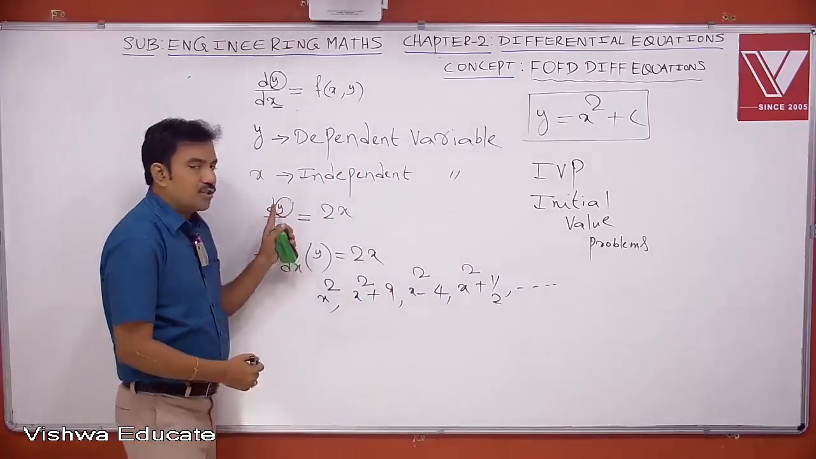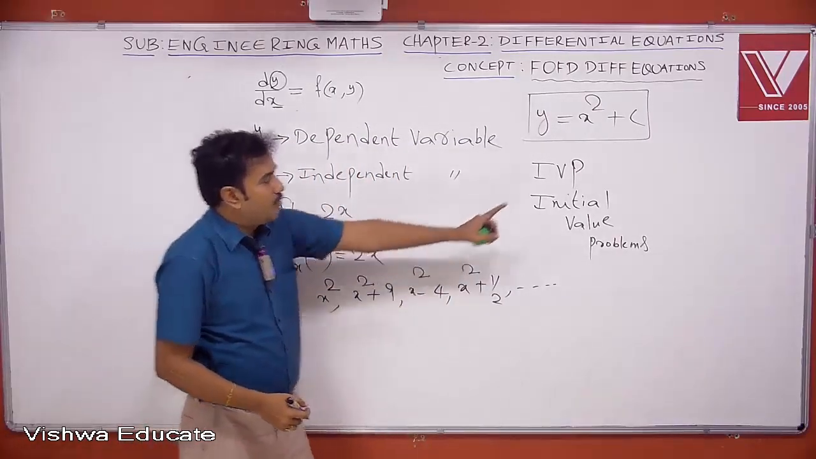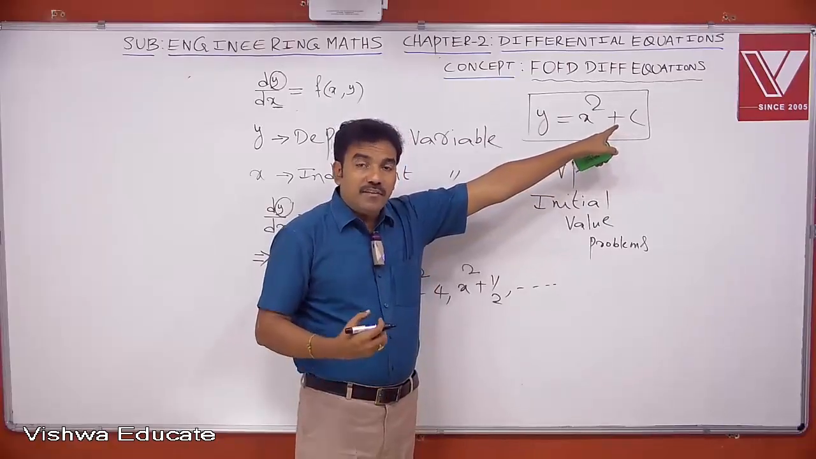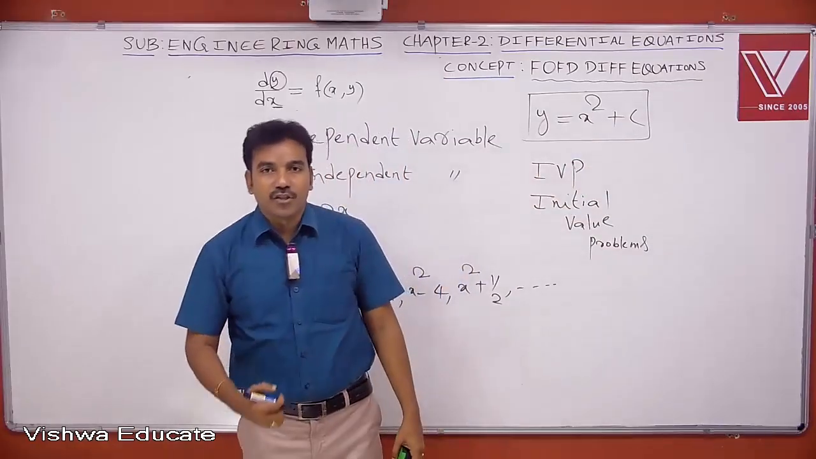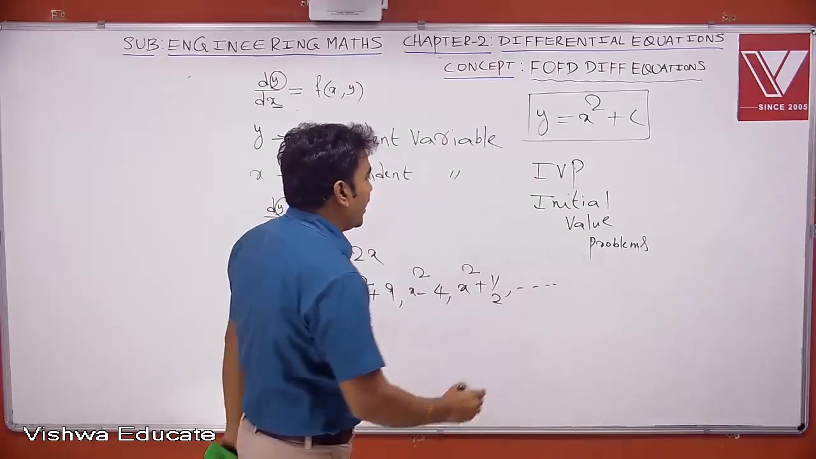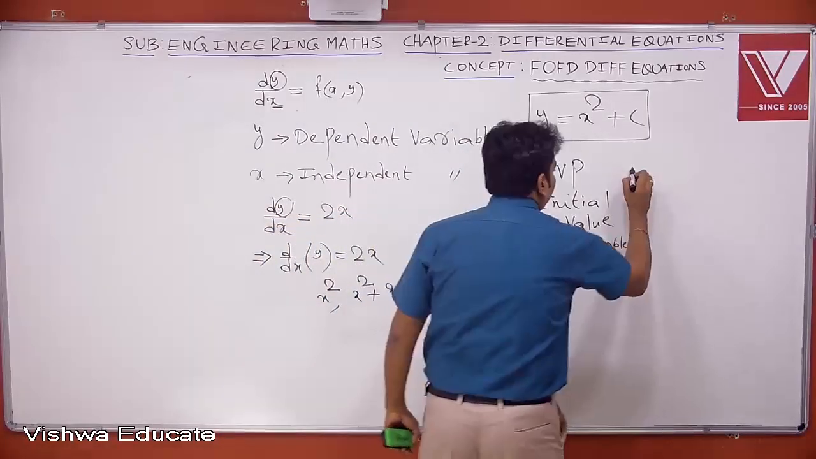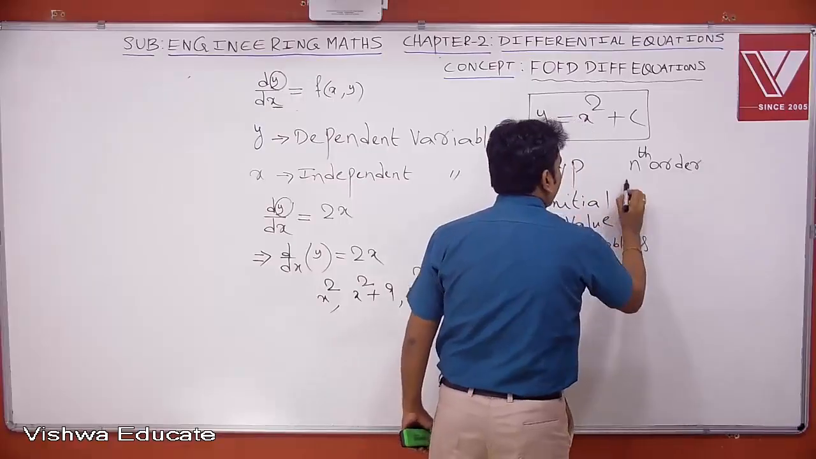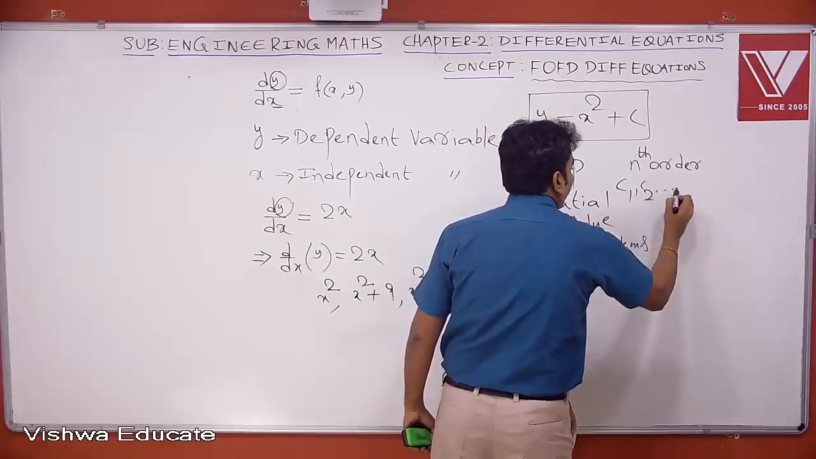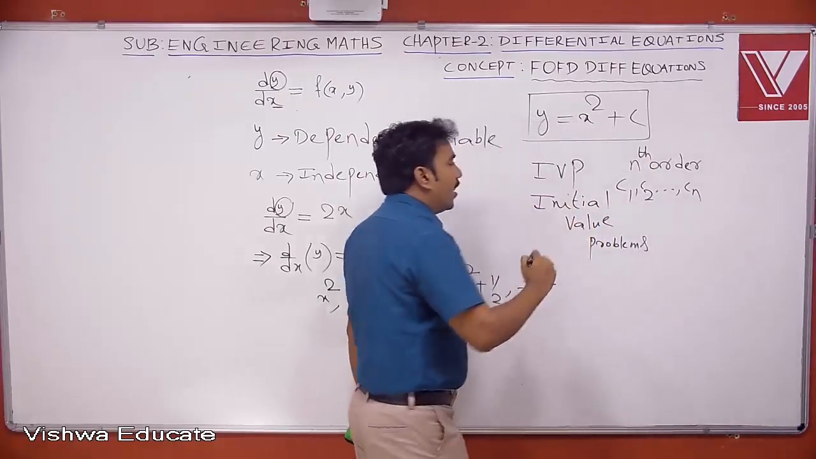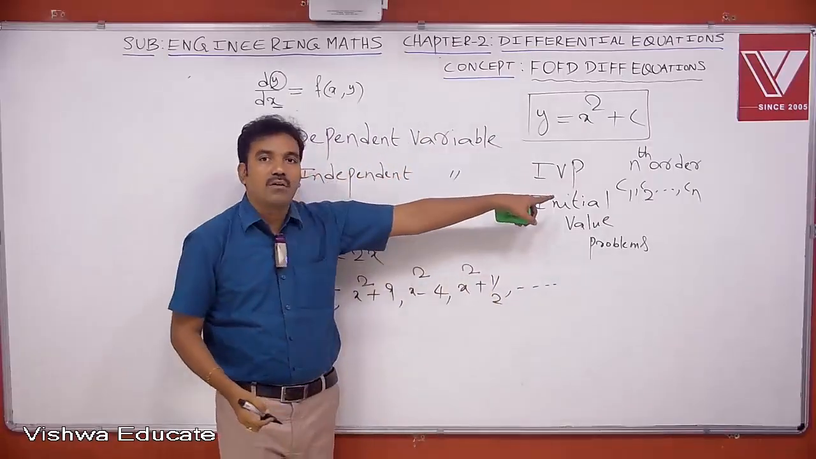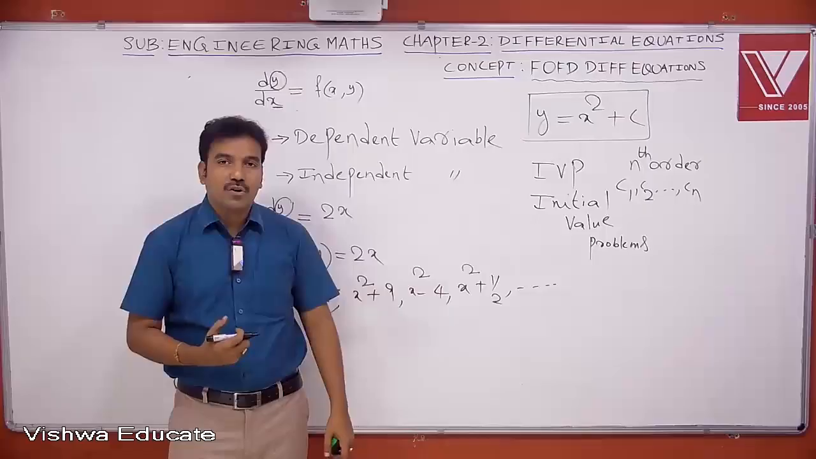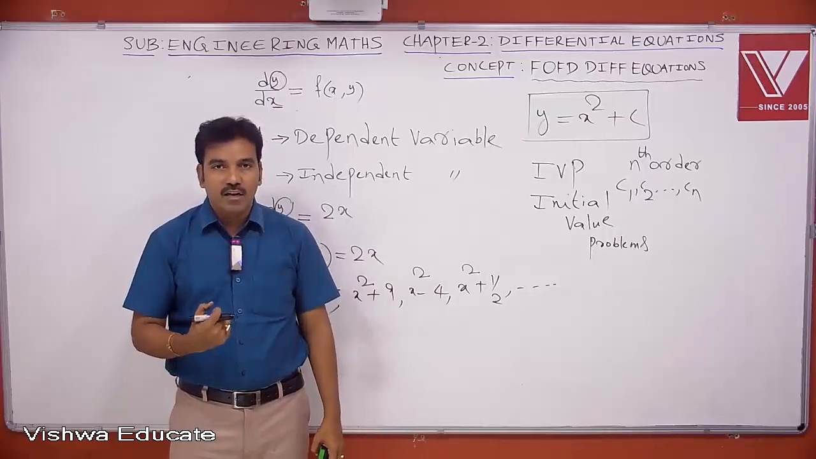Since it is a first order differential equation, the general solution contains exactly one constant. If it is an nth order differential equation, the general solution contains n constants, say C1, C2, up to Cn. And in order to solve for all these n constants, n conditions must be provided, and such problems are called initial value or boundary value problems.